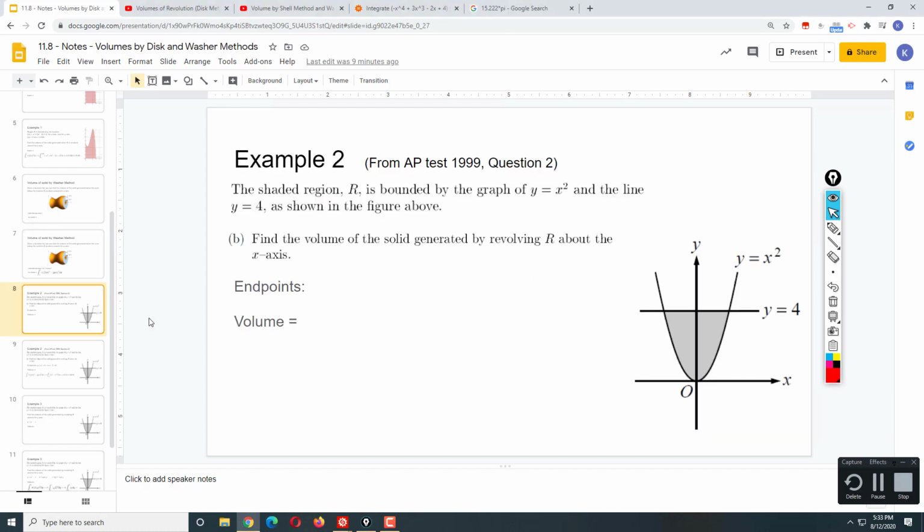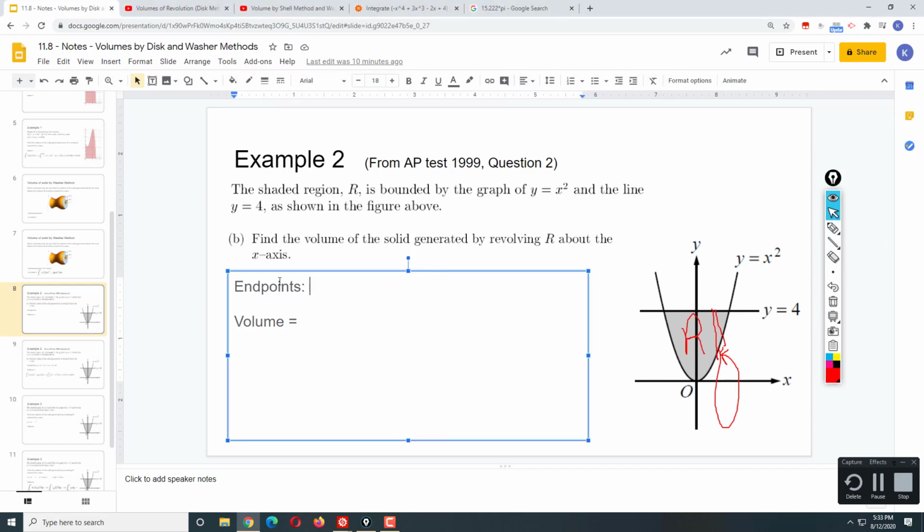Example 2. This is from the 1999 AP test, question 2. The shaded region R is bounded by the graph of y equals x squared and the line y equals 4, as shown in this figure. So we have y equals 4, we have y equals x squared, and we have this bounded area region R. So this is R. Okay. We want to find the volume of the solid generated by revolving R about the x-axis. So this thing is going to be revolving around the x-axis. We're going to use the washer method.